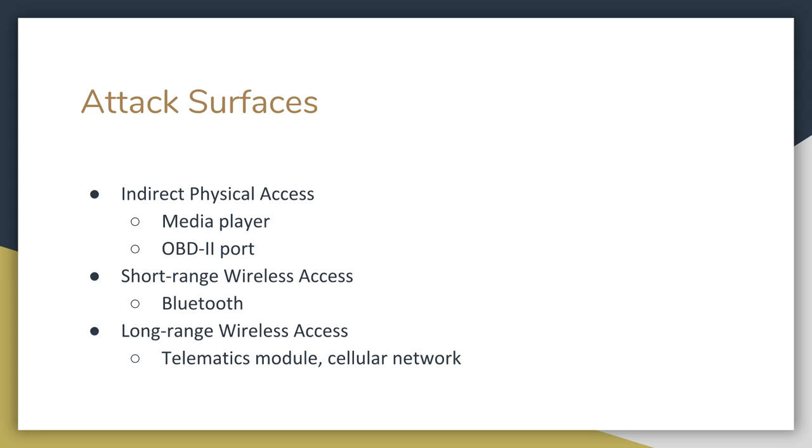Long-range wireless access is usually through the telematics module, which typically has cellular network capabilities for GPS and things of that nature. Through a vulnerability in the cellular network protocol on a particular telematics module, some researchers were able to gain access to the telematics module, and in turn gain access to the interior CAN network. Same goes with Bluetooth. Once you gain access to the module, you have access to the interior network, and that is the whole point of the attacks. And these are documented in my paper.